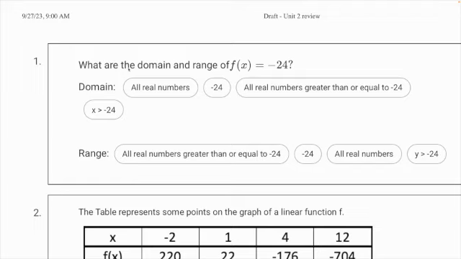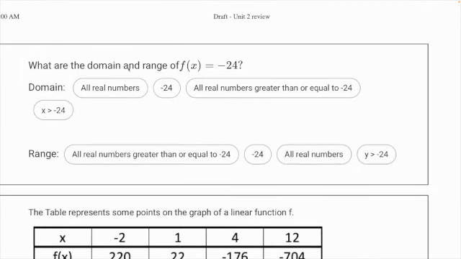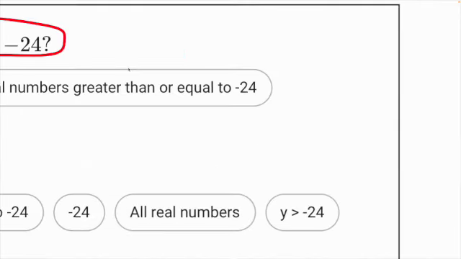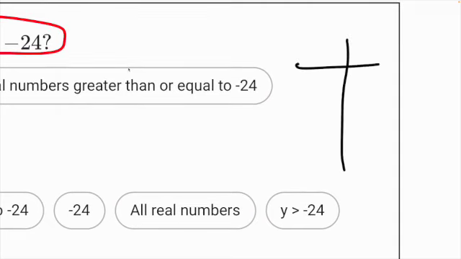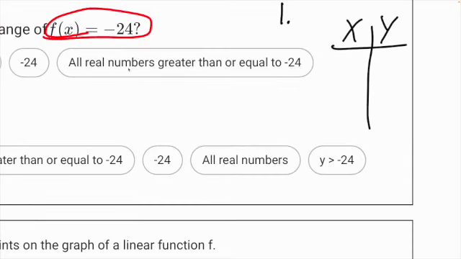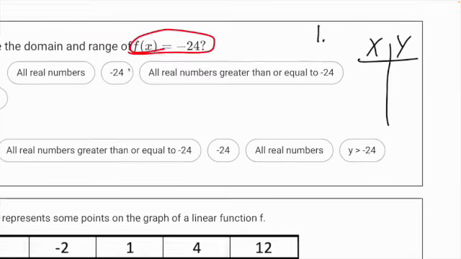Well, guys, in order for us to find the domain and range, if we're given a function, the easiest way I like to think about it is to create a table. So if you have a blank sheet of paper, go ahead and write number 1 on your blank sheet of paper for me. And we need to create a table. Our table is going to consist of our x values and our y values.